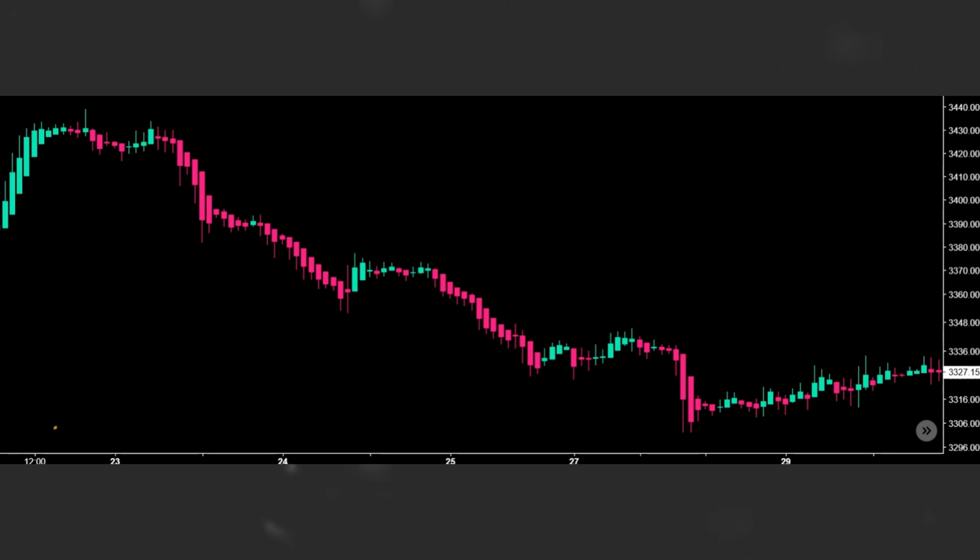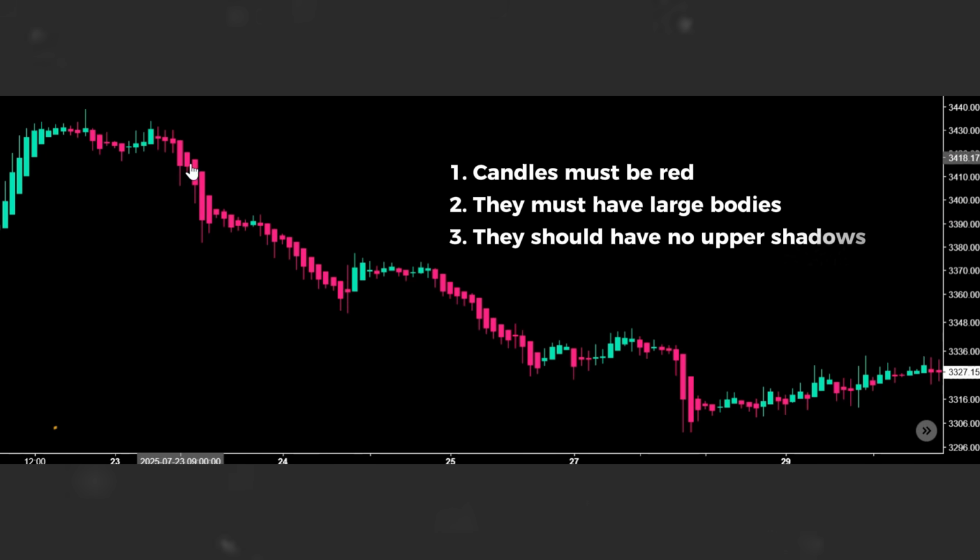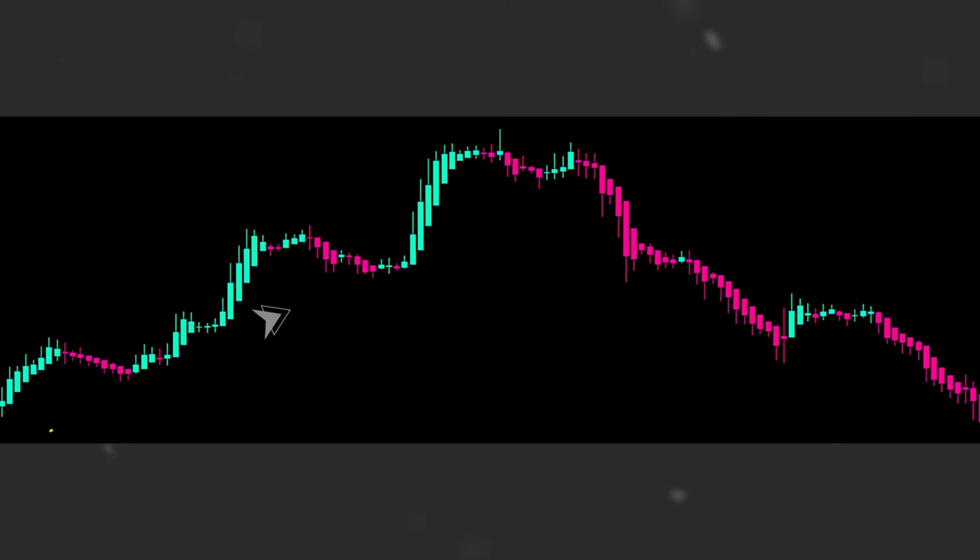For a downtrend, it's the opposite. Candles must be red. They must have large bodies. They should have no upper shadows. Now let's see how to identify reversals with Heikin Ashi. After a strong trend, the price may slow down and start to reverse. Heikin Ashi makes these reversals easier to spot.